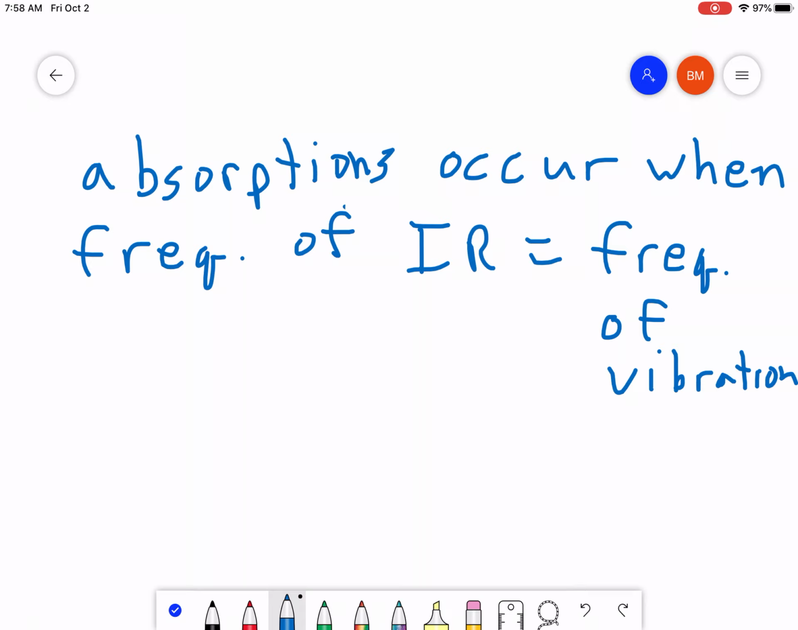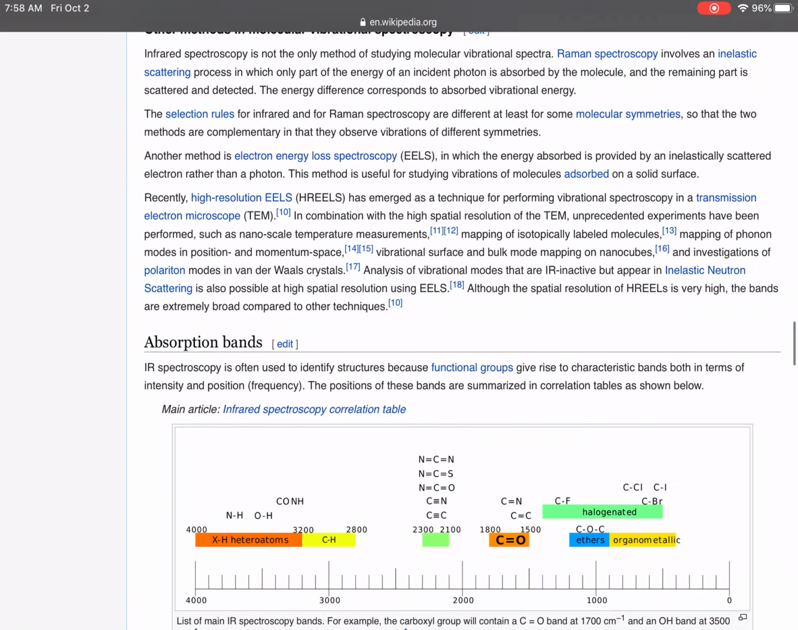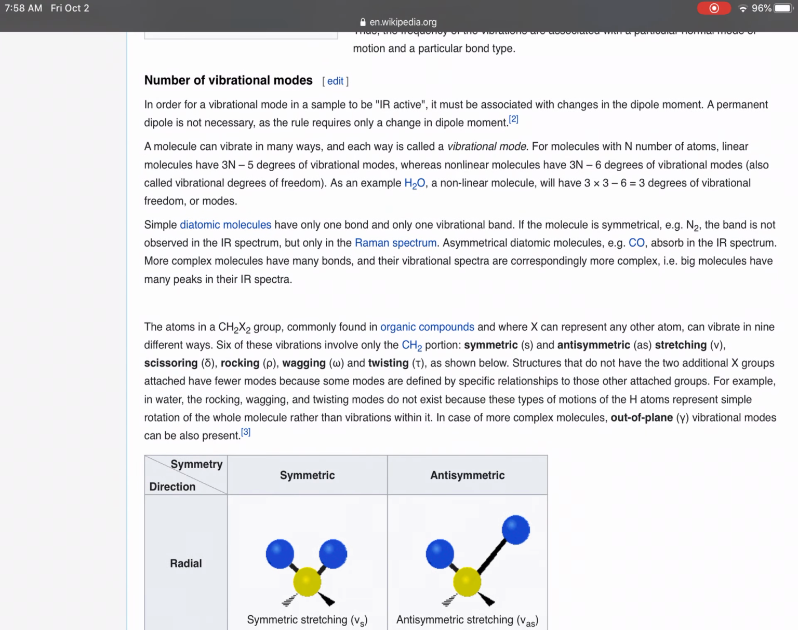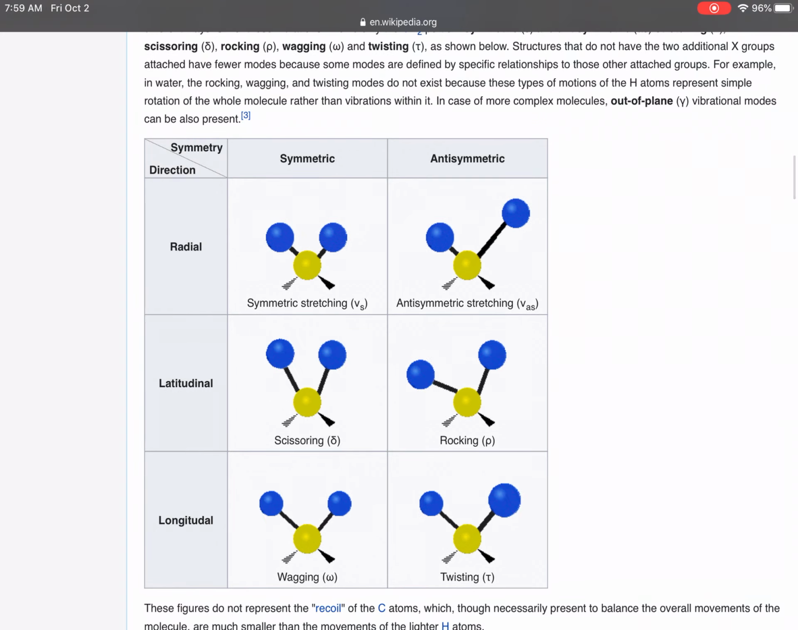All right. There's other types of vibrations as well besides stretching. They're called bends. And there's actually lots of different types of bends. Here's just a few of them. With bends, you can see here, the bonds aren't stretching, but they're basically moving side to side or back and forth into or out of a plane. All right, and so you have several of them here that are mentioned.